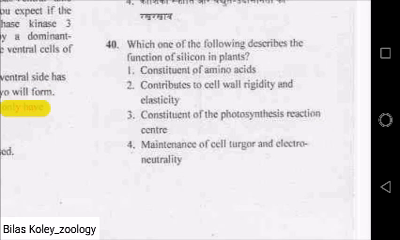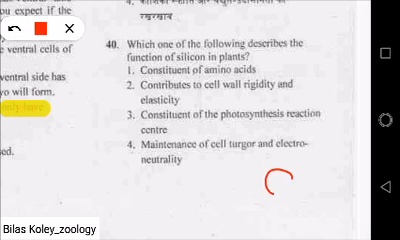Now we will discuss question number 40. Which one of the following describes the function of silicon in plants? And the options are constituent of amino acid, contributes to cell wall rigidity and elasticity, constituent of the photosynthesis reaction center, and maintenance of cell charge and electroneutrality. In these questions, the right option is 2.